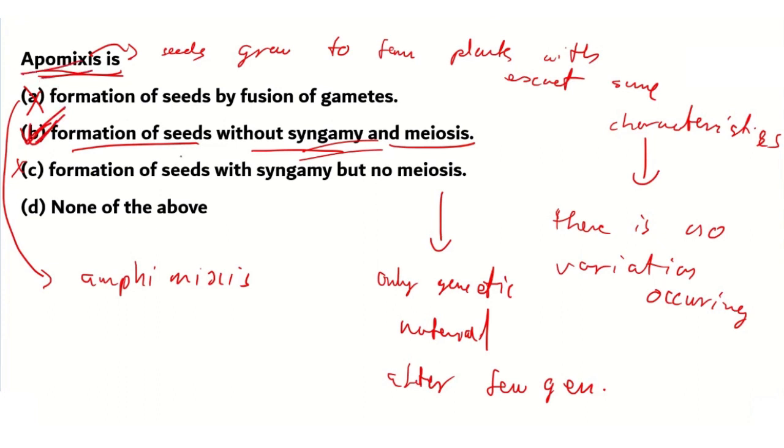So apomixis is basically formation of seeds without syngamy and meiosis, so that means that there is no variation occurring because of the lack of fertilization and meiosis. So option B is the correct option. That means option D also is incorrect, because it states none of the above are correct, whereas in fact option B is correct.